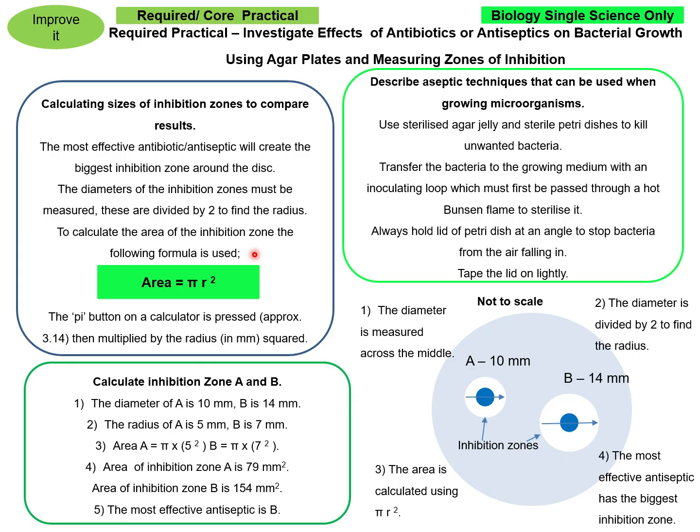So describing the aseptic techniques that can be used when growing organisms. So it's using sterilised agar jelly and sterile petri dishes to kill the unwanted bacteria. Transfer the bacteria to the growing medium with an inoculating loop, which must first be passed through a hot Bunsen flame to sterilise it. Always hold the lid of the petri dish at an angle to stop bacteria from the air falling in, and tape the lid on lightly.